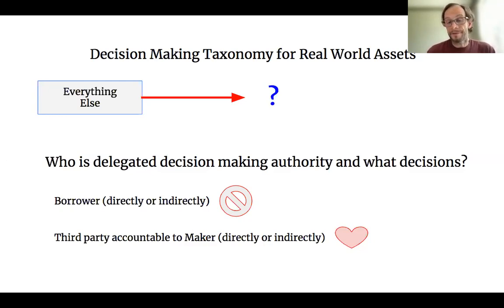You could also have a committee of maker delegated representatives. They're people that kind of represent maker in the real world that could make a number of decisions. But again, who's making it? And more importantly, what are the decisions that are being made? So, next slide.